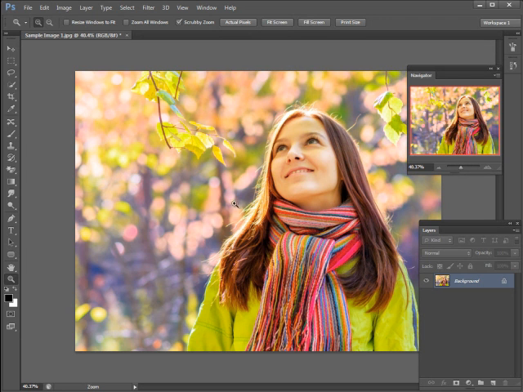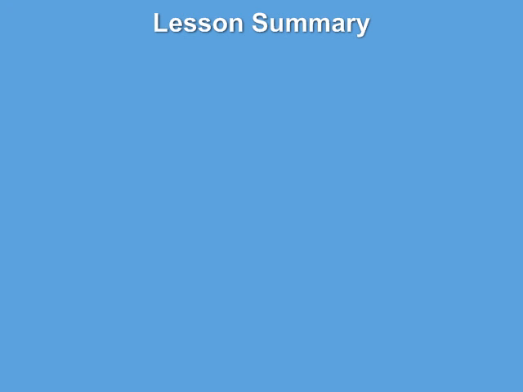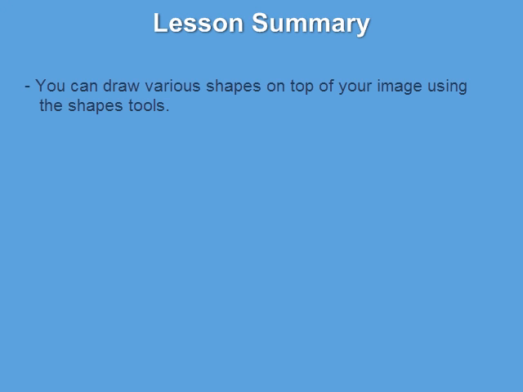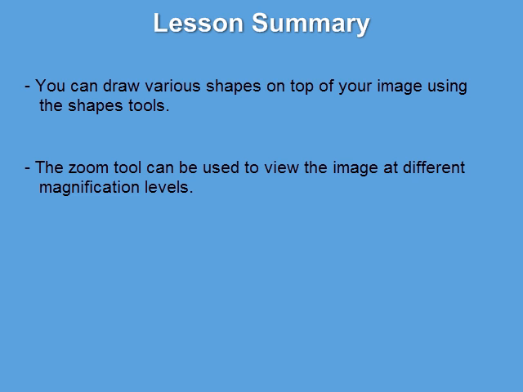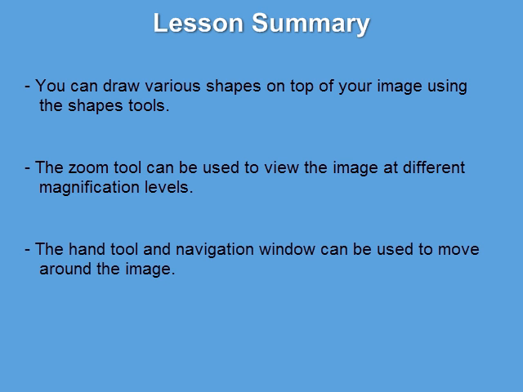The only tool we did not cover here is the path selection tool, which we will cover in detail in a future course alongside the pen tool and paths in general. You can draw various shapes on top of your image using the Shapes tools. The Zoom tool can be used to view the image at different magnification levels. The Hand tool and navigation window can be used to move around the image.